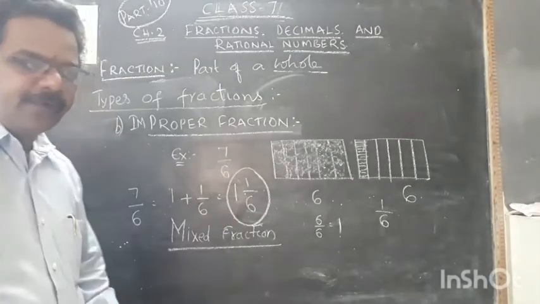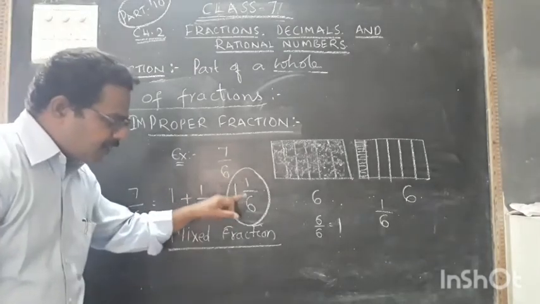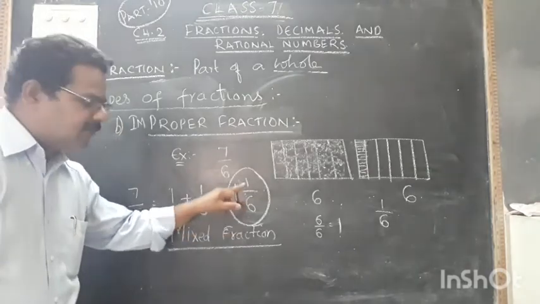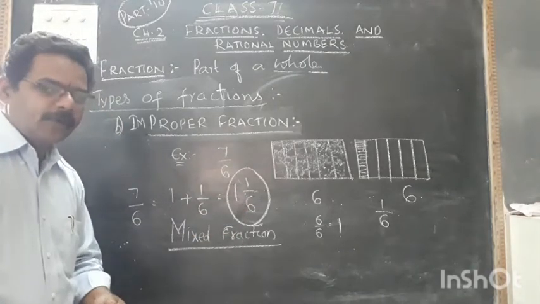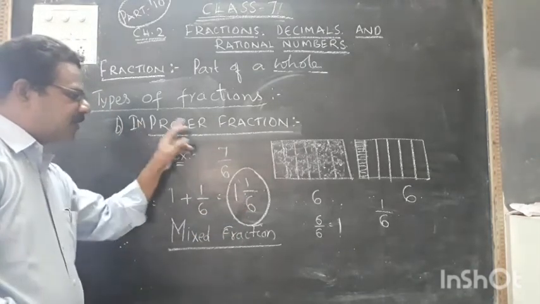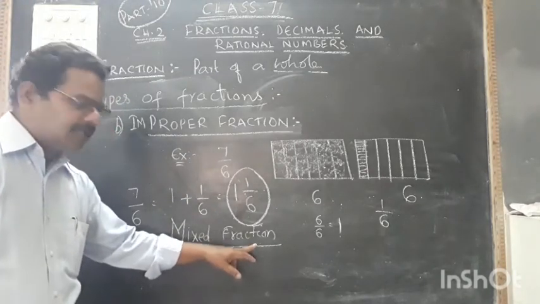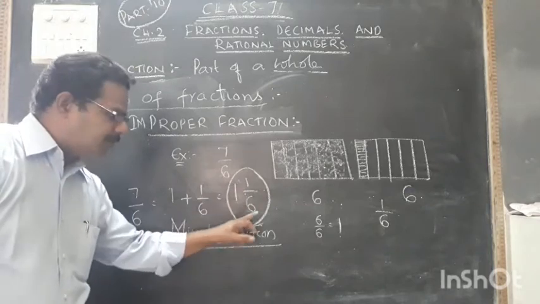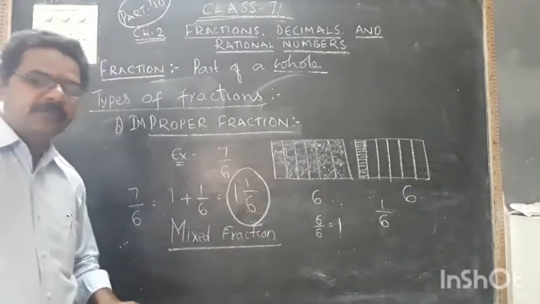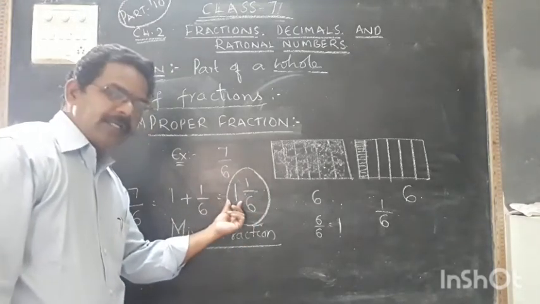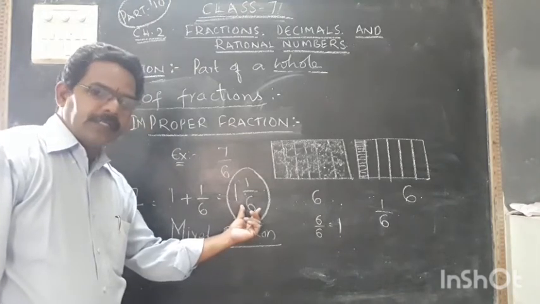2 and 3 by 4, like that. Here, if you observe, the fraction part will always be a proper fraction. So an improper fraction can be converted into a mixed fraction. In that mixed fraction, the whole number part is there and the fractional part, a proper fraction, is there.